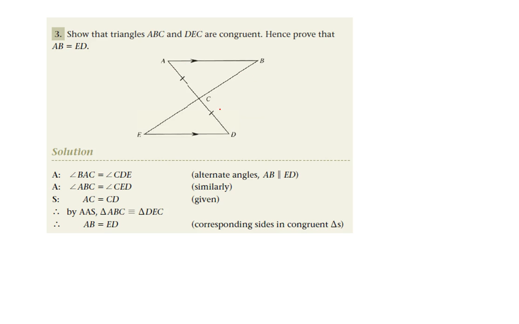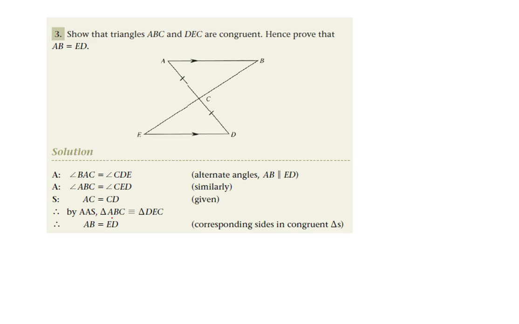so angle BAC is equal to angle CDE, alternate angles, AB parallel to DE. Angle ABC is equal to angle CED. Similarly, don't have to rewrite it. And AC is equal to CD, and that was given. Okay, that's the check marks on that. So that gives us AAS.